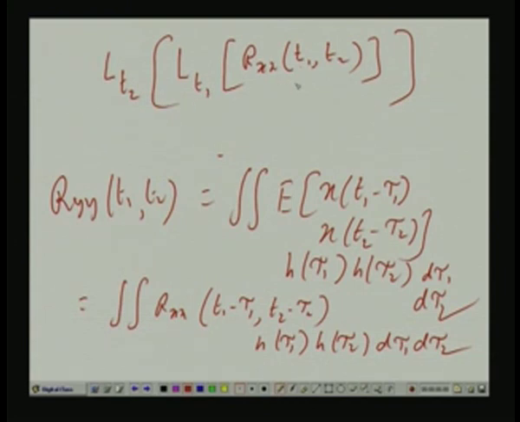So that means this input autocorrelation function is passed through the linear system, where it first takes it as a function of T 1. Then the corresponding output, which is a function of T 2, is again passed through the same system. This time it takes this intermediate output as a function of T 2.